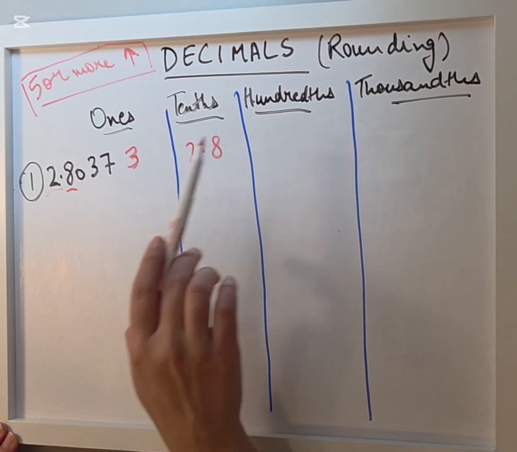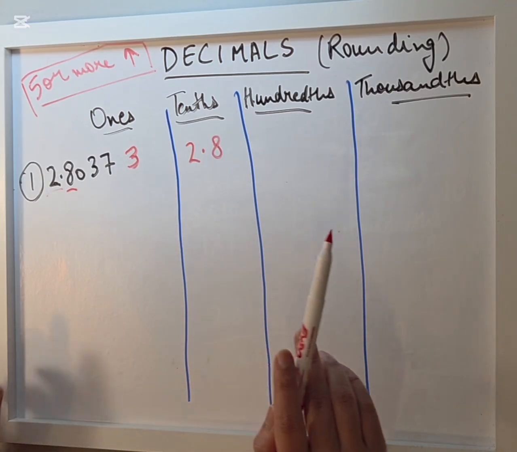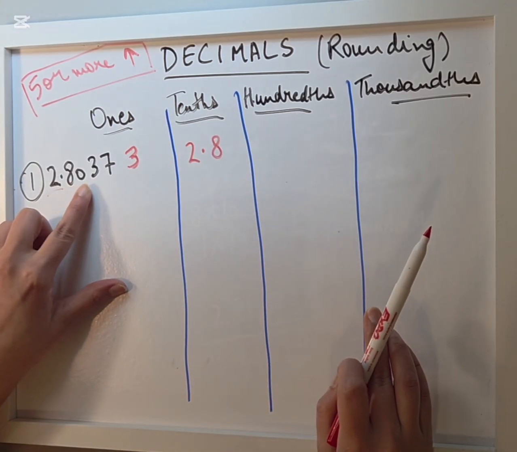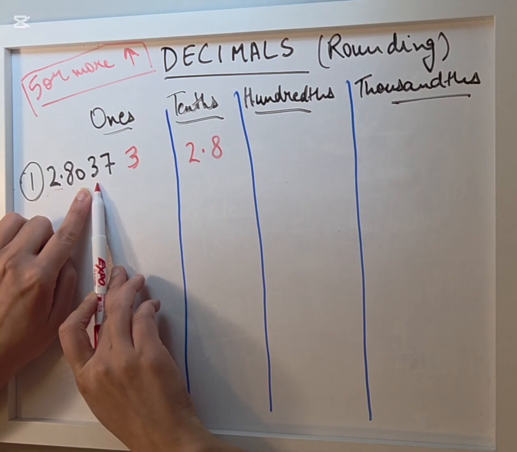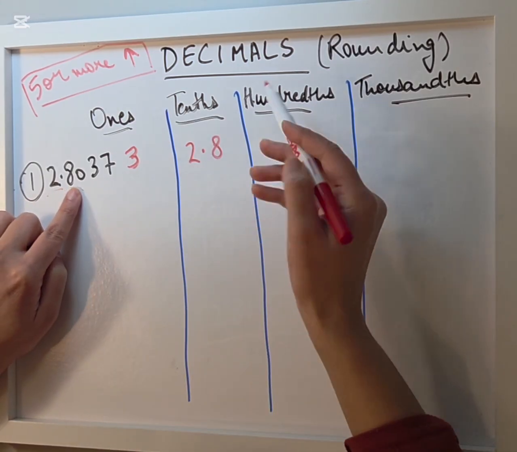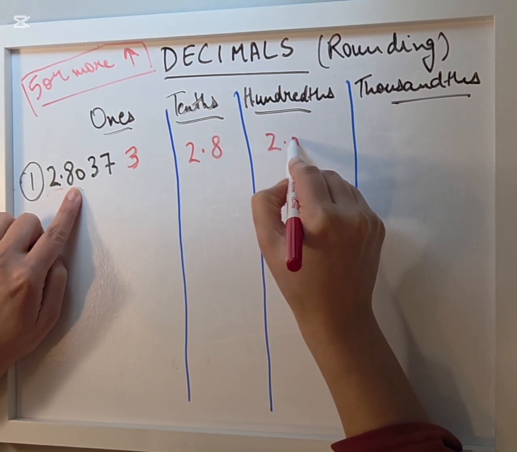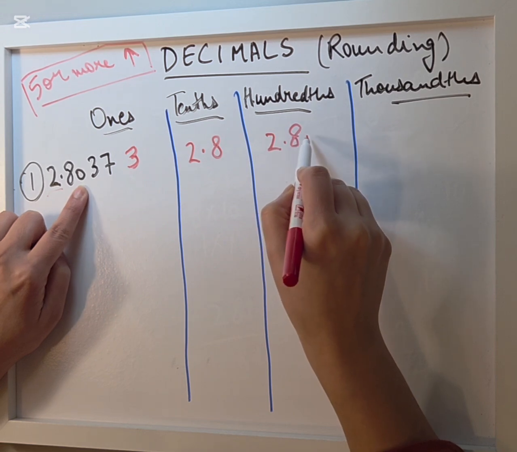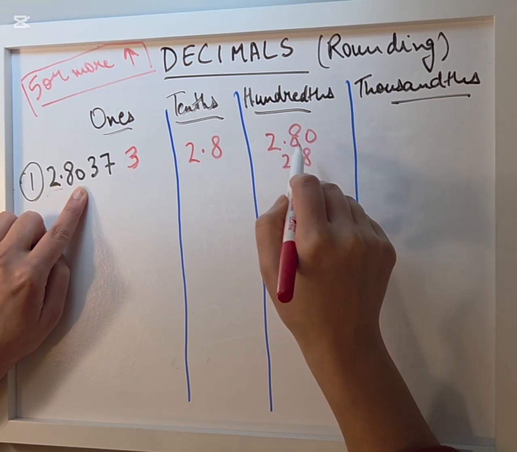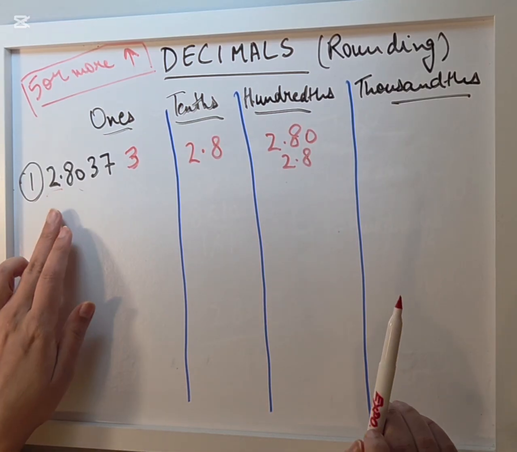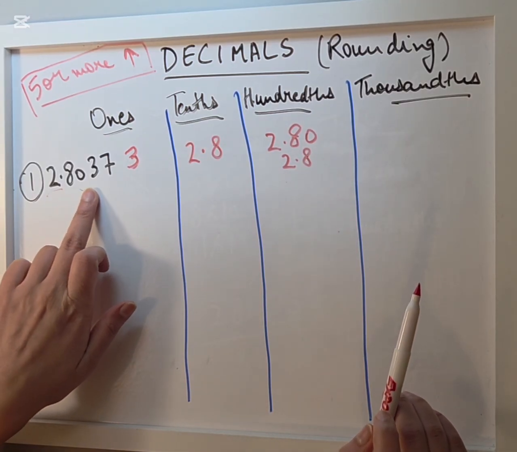Now let's round it off to hundredths. The hundredths is 0, and the number next to it, 3, is less than 5, so it will remain 2.80 as it is. We can either write 2.80 or we can write 2.8. It's the same thing.